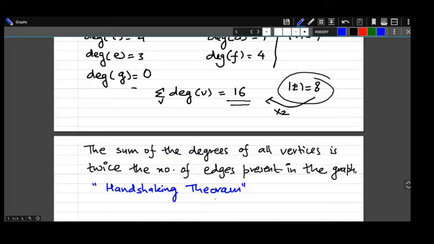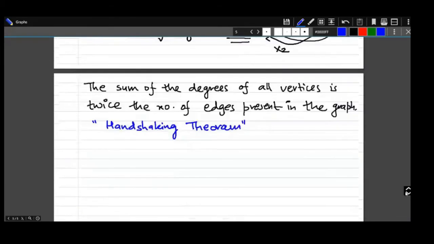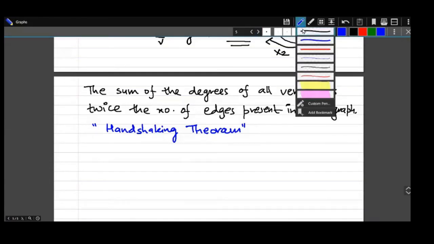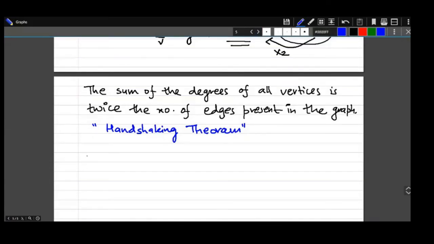So you can imagine that there are, let's say, some n number of people in the party, and everyone does the handshaking with each other. Then the number of handshaking will be obviously twice the number of the person. Okay, so this is the handshaking theorem. So we'll probably write it in a nice way. So I'll write this. So theorem, I'll say the handshaking theorem.